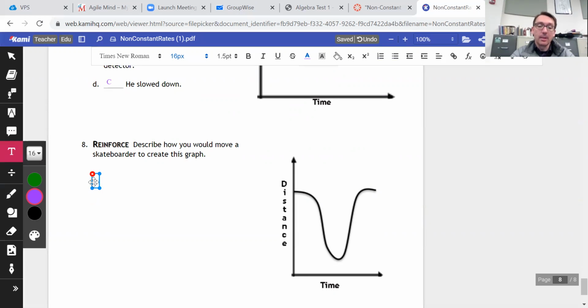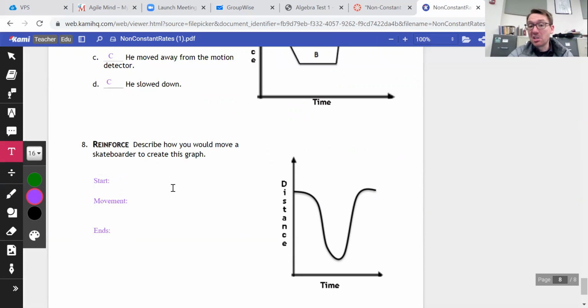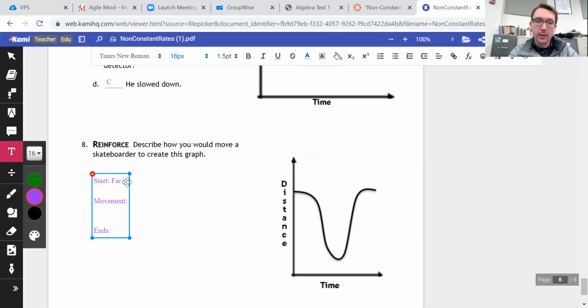So here's what I'm going to say: starts, movement, ends. Those are the things that I want you to discuss in each one. So where does he start? What happens? Where do they end? Okay, so that's your 5 seconds. I'm going to talk now. So he starts close to or far away from the motion detector? The distance is large. Far away from the motion detector. Okay, that's easy. Movement.